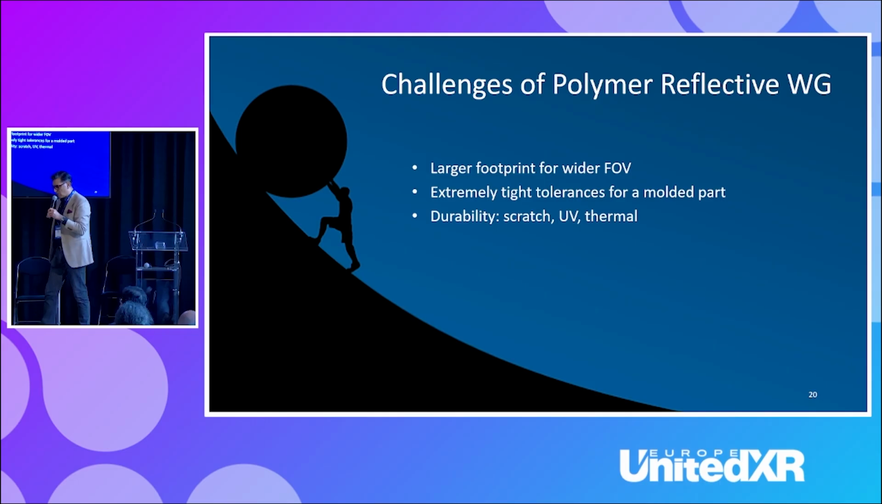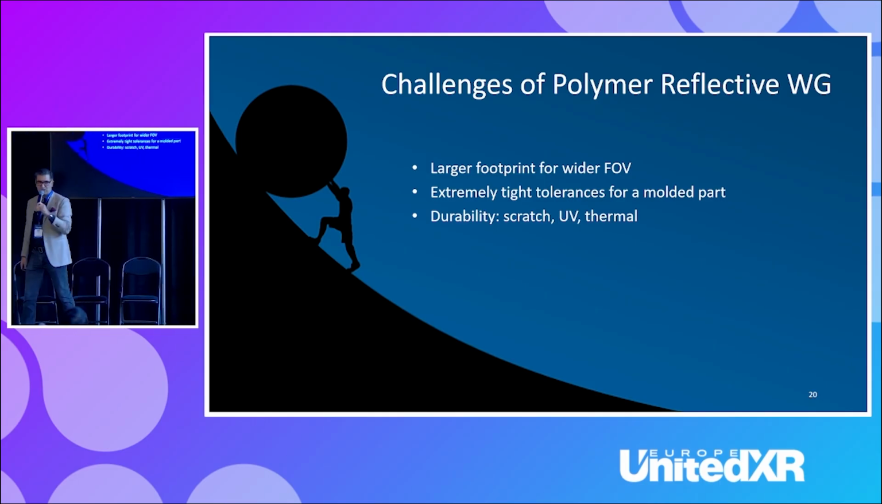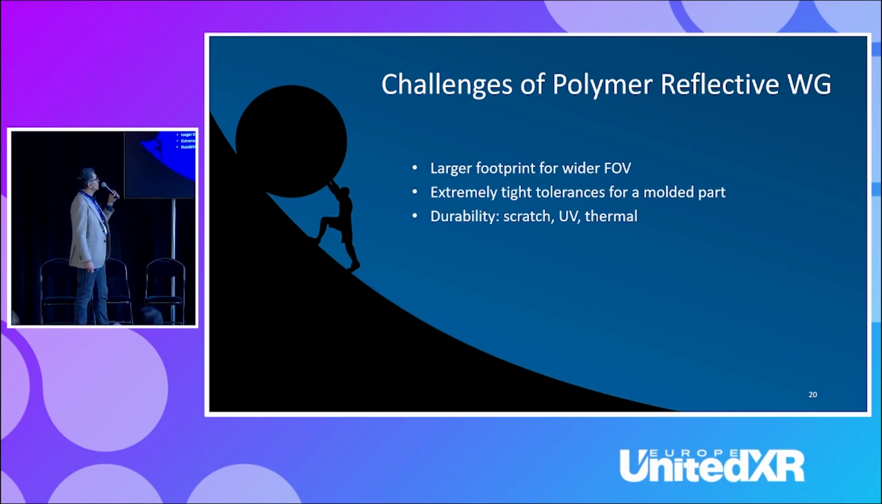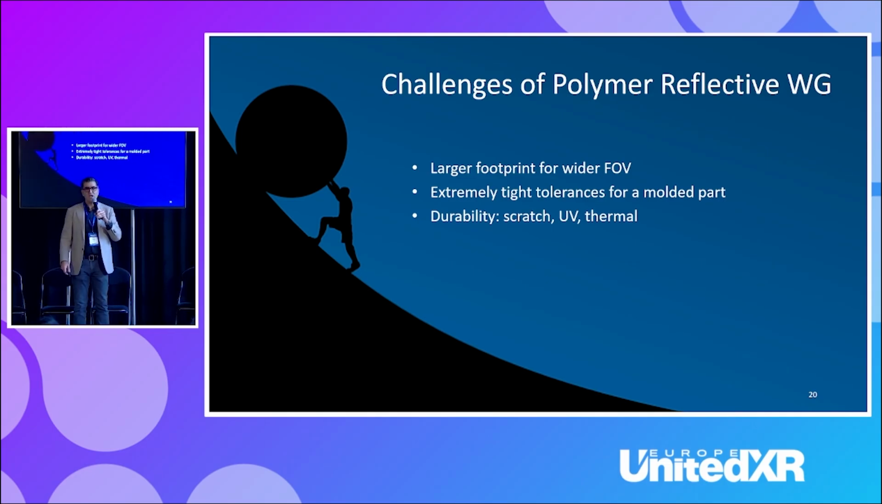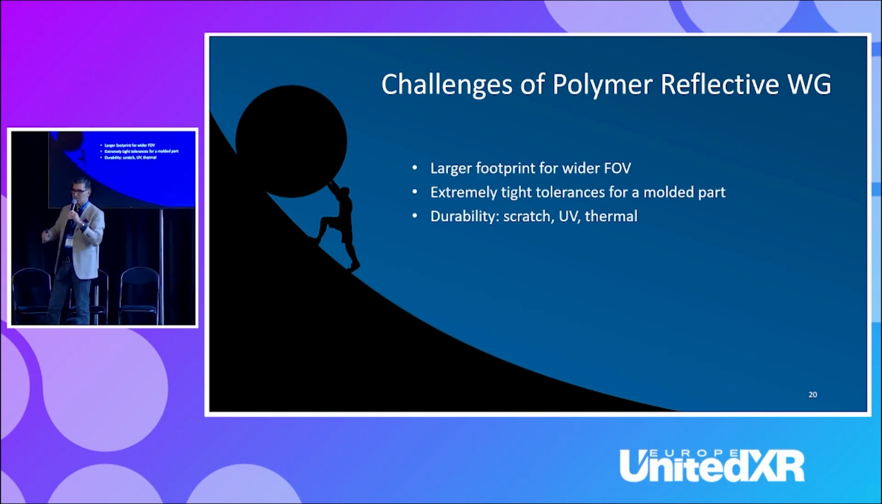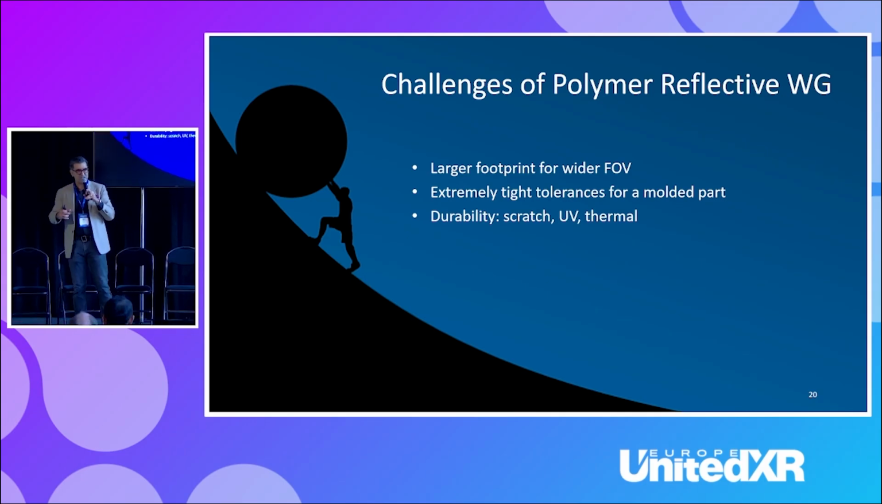However, nothing's perfect. What are some of the challenges of these polymer reflective waveguides, right? Because if there weren't any challenges, well, everybody would be doing it. So it has actually a larger footprint for a wider field of view than some of the competing technologies. It means you need more real estate. You need more physical real estate on these things to have a wider field of view.